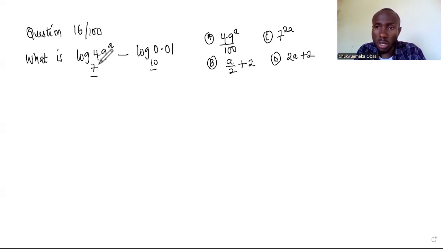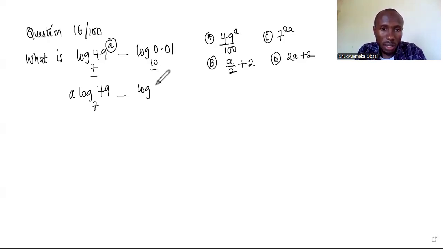So remember, I told you some stuff about logarithm. I said if you want to talk about logarithm, you want to talk about the base. So from here, let's get started. From this point, I can write this whole logarithm as log 49 base 7 minus, all these guys here are the same as log 1 over 100, base 10. Of course, you know 0.01 is the same as 1 over 100 in fraction, right?